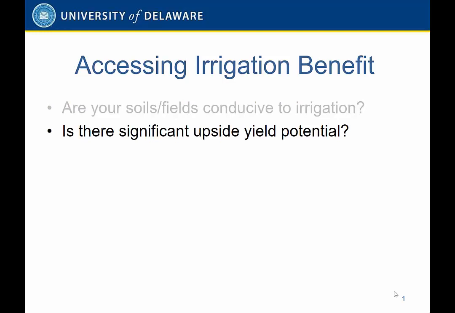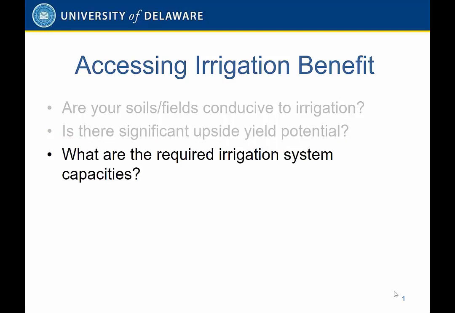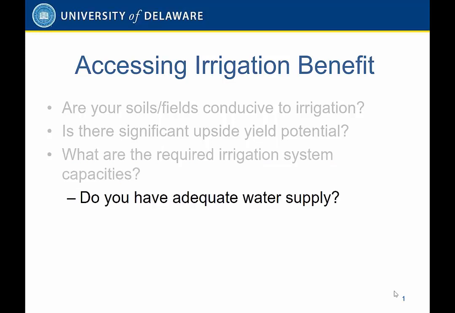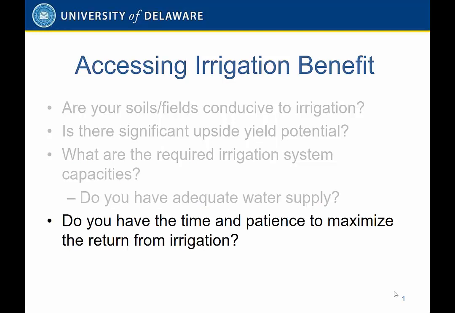Is there significant upside yield potential? So are you going to gain much by putting irrigation on this field yield-wise? What are going to be your capacities? So in other words, do we have access to enough water? And do we have a shape of a field that we can put a system in to make it economically viable? And then, this is a big one, and it's often overlooked.